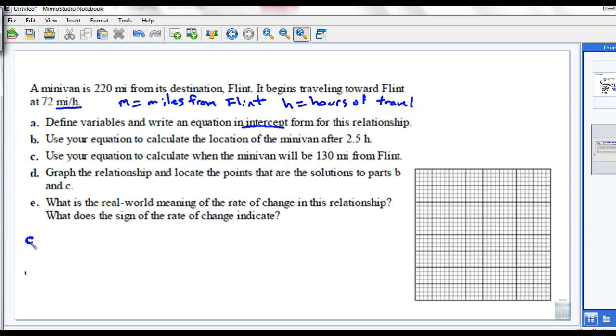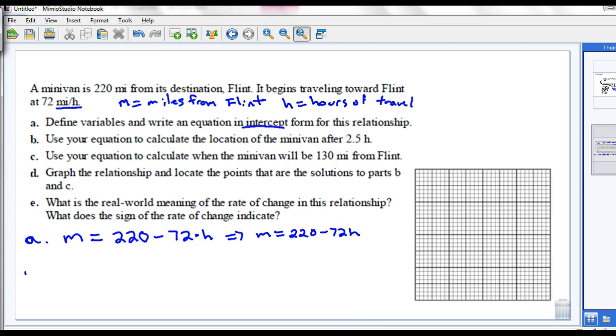Let's write our equation here, part A. I'm going to say the miles is going to equal, it's kind of like my y value, and the number of miles that I am from Flint depends on how long we've been traveling. Where do they start? We start at 220, so I'm going to start with this 220, and we're getting closer to Flint, so we're going to be subtracting 72 miles per hour multiplied by the hours. So it should be 220 minus 72 times h. If you don't want this multiplication in there, I would rather have you write it like this: m equals 220 minus 72h. That's just a little bit cleaner. We don't have extra symbols.